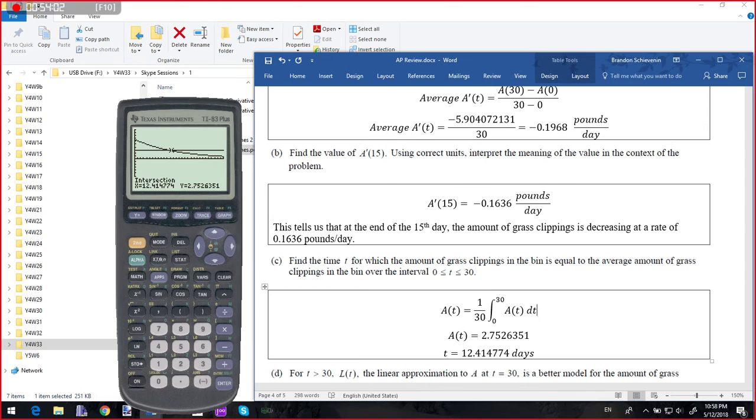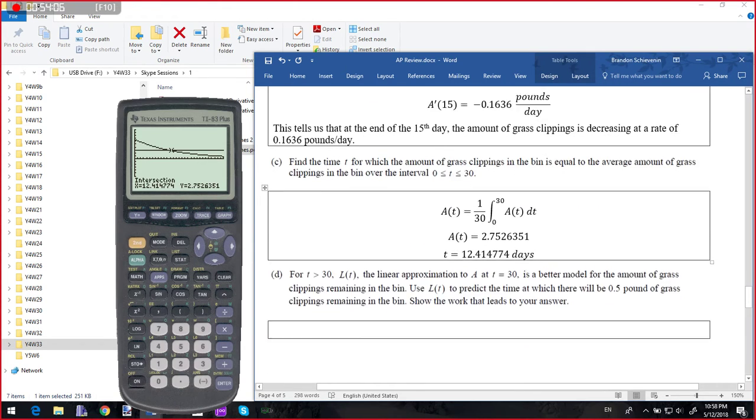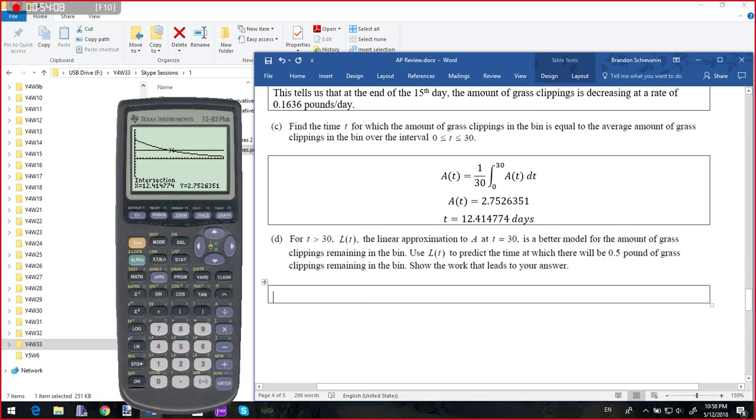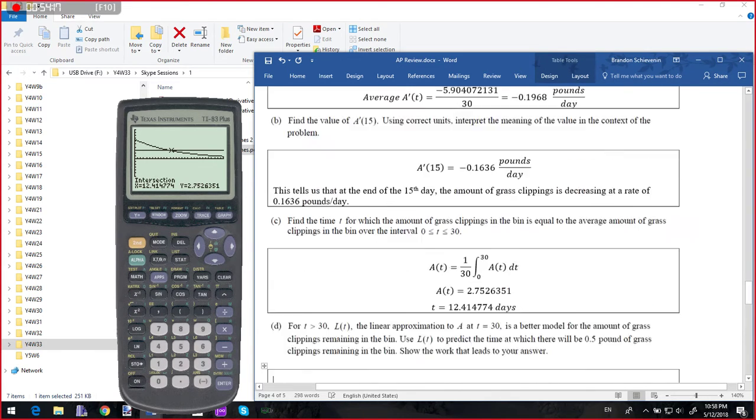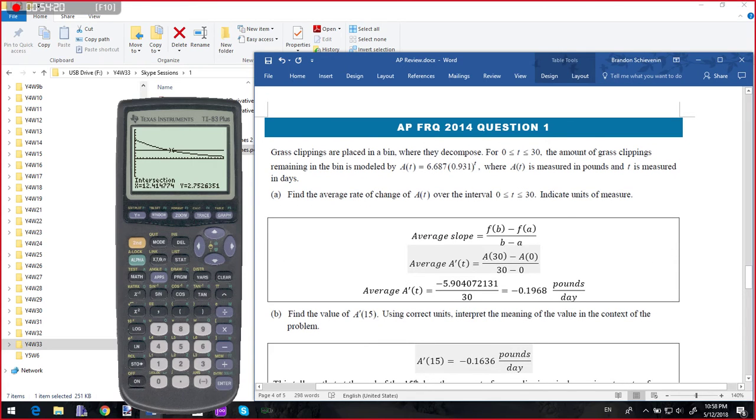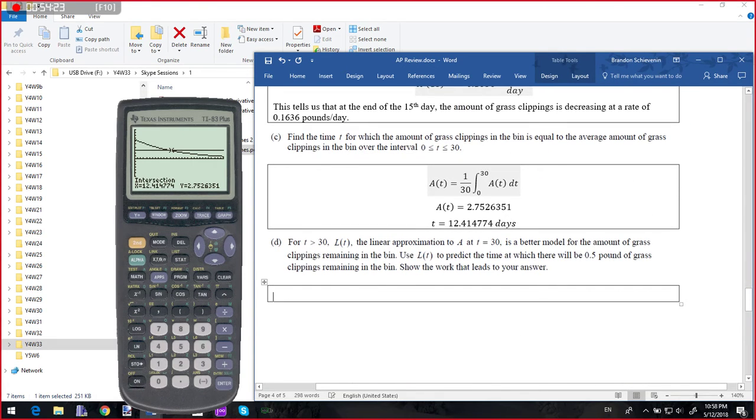Nope. Okay, last one. So the last one says, when t is bigger than 30. So our function was only valid for t from 0 to 30. So when t is bigger than that, we cannot use this a of t anymore. Okay, when t is bigger than 30, we have a new function L of t, which is the linear approximation to a at t equals 30. And we're told that it's a better model for the amount of grass clippings in the bin. I want to use L of t to predict the time at which there will be half a pound of grass remaining in the bin, and then show the work that leads to your answer.